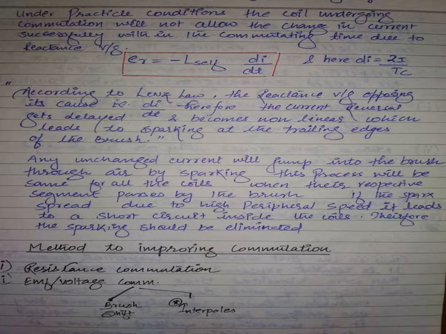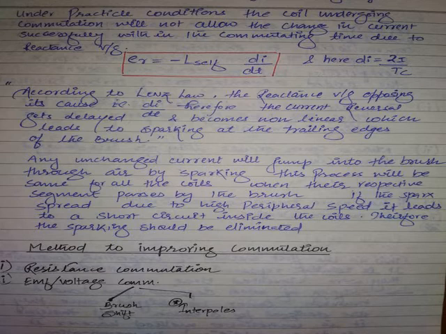What is the current in the coil? What is the current in the turn or coil or conductor? Ia by A. Generalize it as I. So then, the reactance voltage in the coil undergoing commutation due to variation in the current, you can write as self-inductance of the coil into 2I by Tc. Tc is commutation time, I is Ia by A.